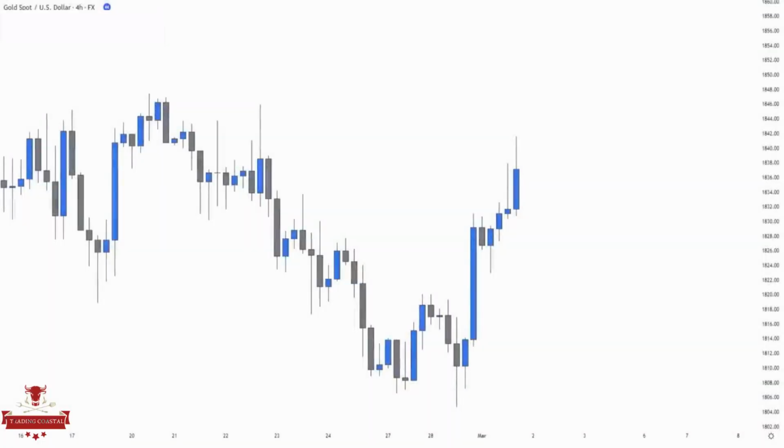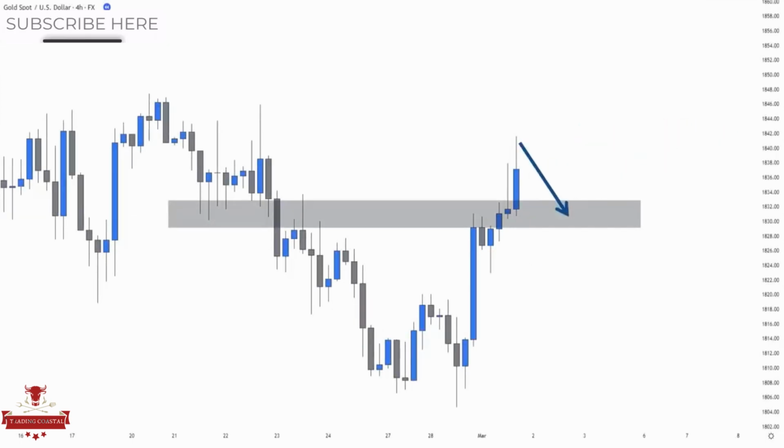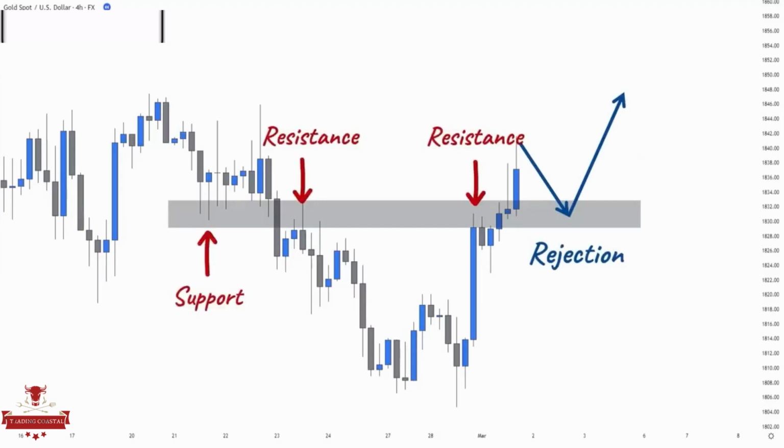Here on the gold 4 hours time frame, we recently broke the supply levels, so demand is in control. If the market pullbacks to this level, it will be a great opportunity to look for long trades, since this level is a major level of structure that can potentially reject the price. So all we have to do right now is wait for the price to tap into this zone and zoom into lower time frames and look for entry reasons.